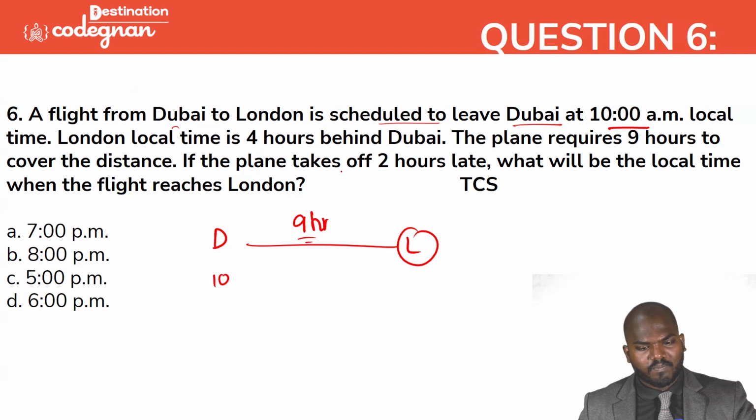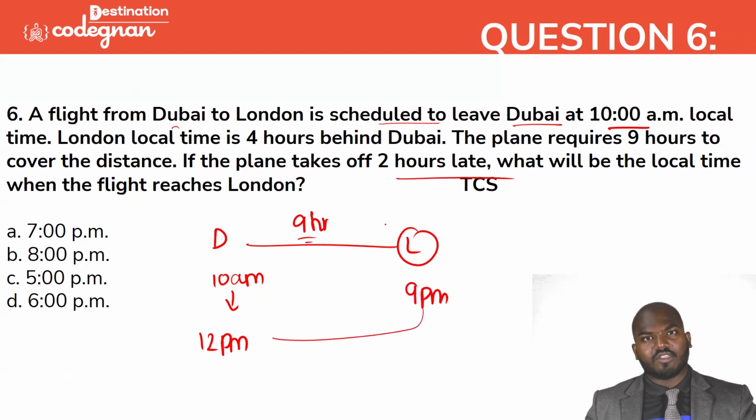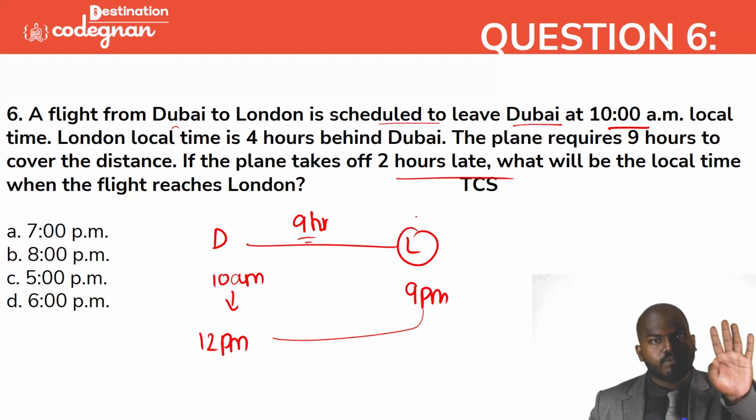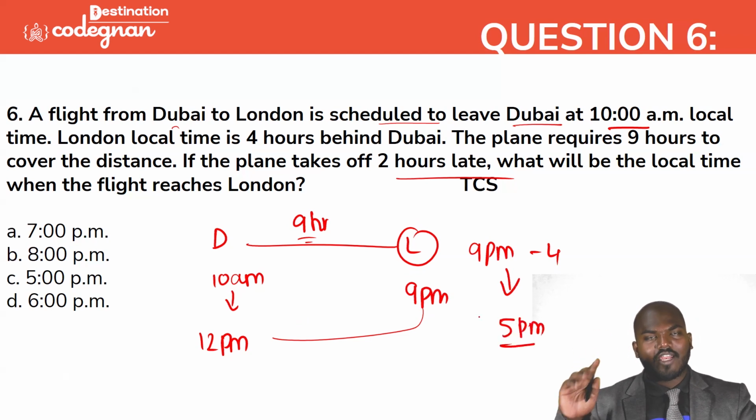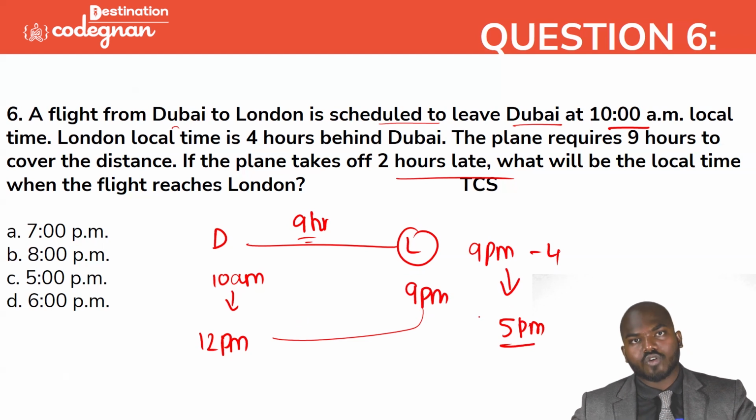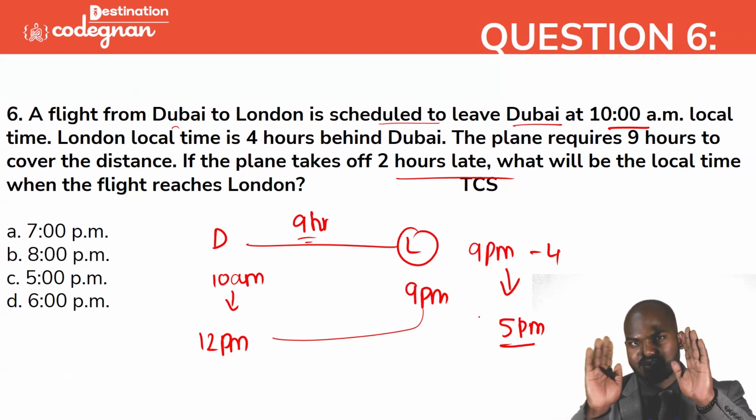But the flight took off 2 hours late. 2 hours late means it is supposed to take off at 10 a.m. but it took off at 12 p.m. If you take 12 p.m., it will reach London at 9 p.m. with respect to the time of Dubai. But with respect to the time of London, it is 4 hours behind. If you take 9 p.m. minus 4 hours, it will give you 5 p.m. So according to London, the time it will reach there is 5 p.m. You got it, guys? This is the answer.